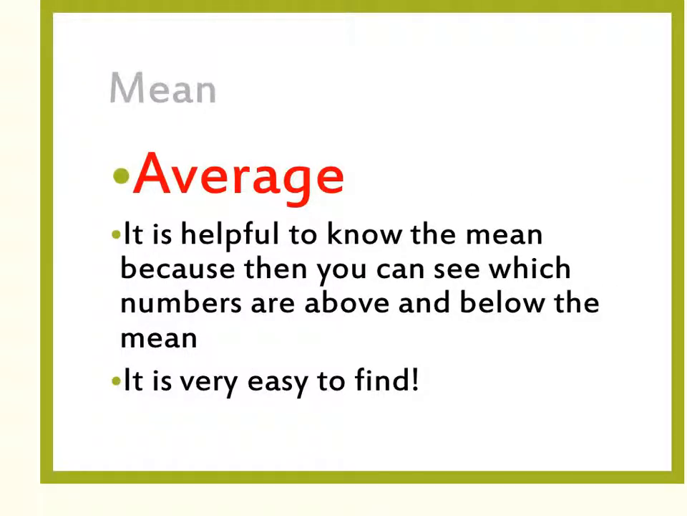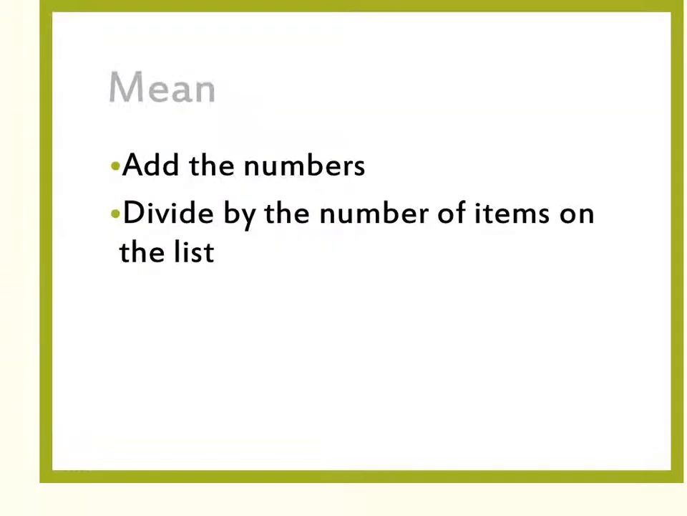Let's begin with the mean. The word mean is what we usually refer to as the average. In order to find the mean, you add the numbers that are in the list and then divide by the number of items on the list.